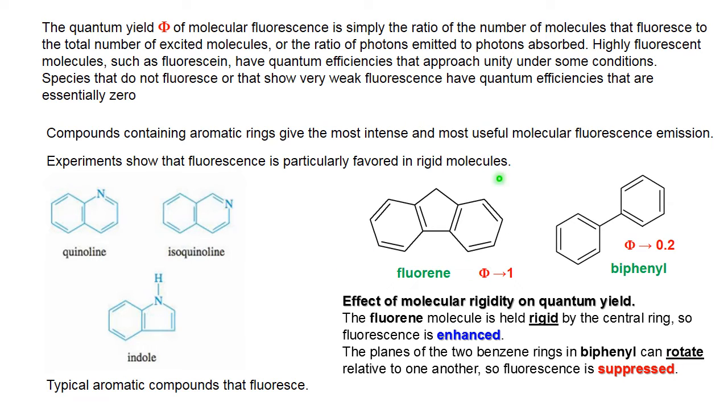So the fluorene molecule has a very high quantum yield. It's even named after fluorescence. And the biphenyl molecule, the only difference is it's non-rigid, so there is some rotation possible here, or better said some flexibility of ring position. Quantum yield significantly drops down.